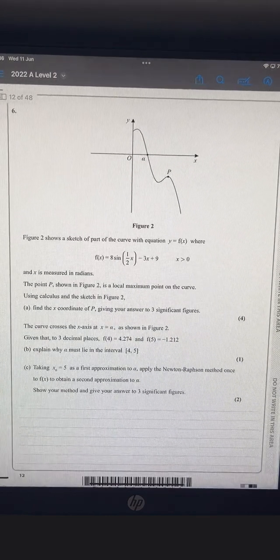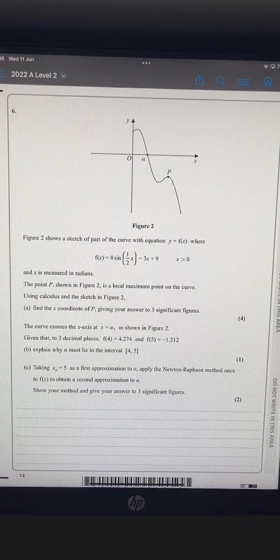Question 6. If you're doing your paper and you see a weird, obnoxious looking graph, most likely you're going to have to do some numerical methods question. And you can see down here, Newton-Raphson method is here. The marks for this is different answers due to being an estimate.